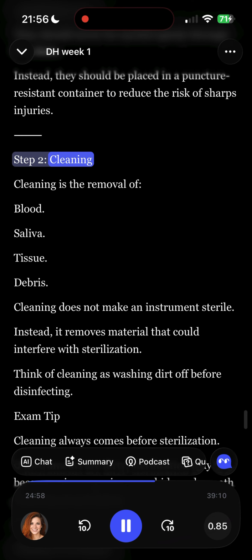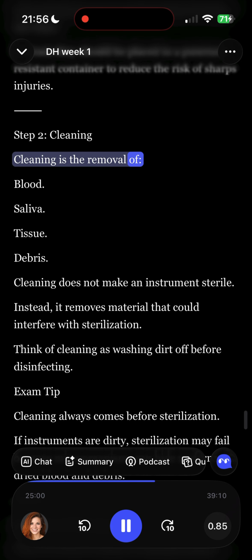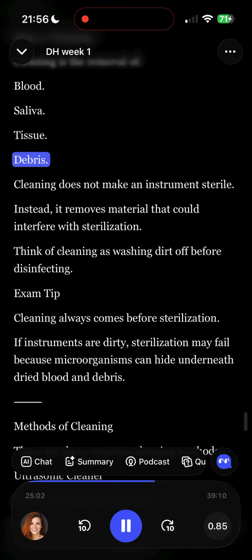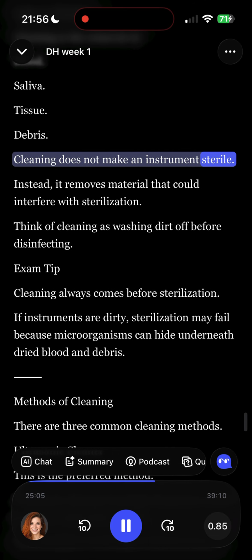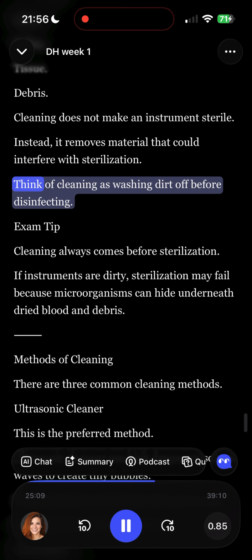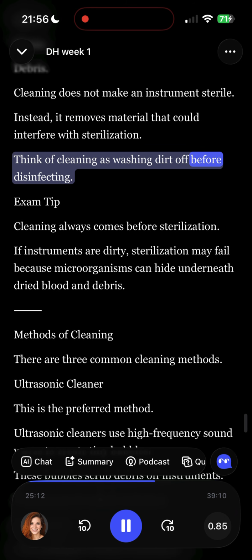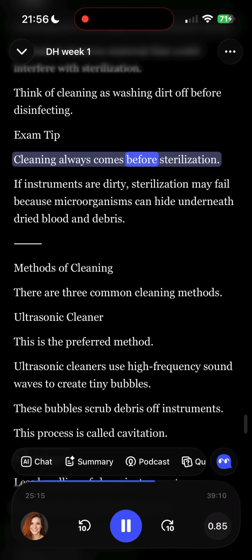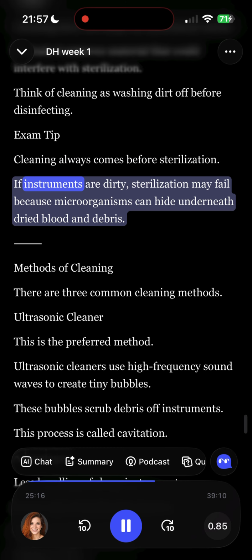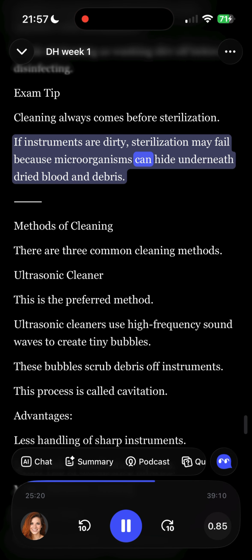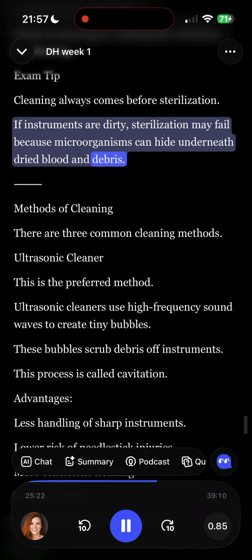Step 2. Cleaning. Cleaning is the removal of blood, saliva, tissue, and debris. Cleaning does not make an instrument sterile. Instead, it removes material that could interfere with sterilization. Think of cleaning as washing dirt off before disinfecting. Exam tip: cleaning always comes before sterilization. If instruments are dirty, sterilization may fail because microorganisms can hide underneath dried blood and debris.